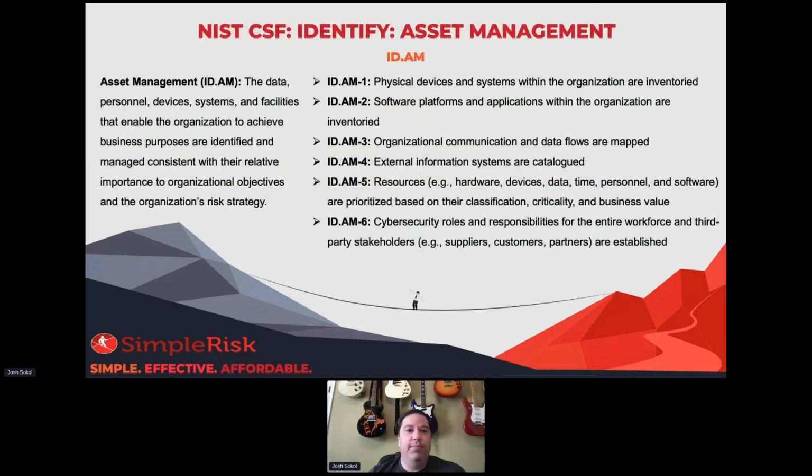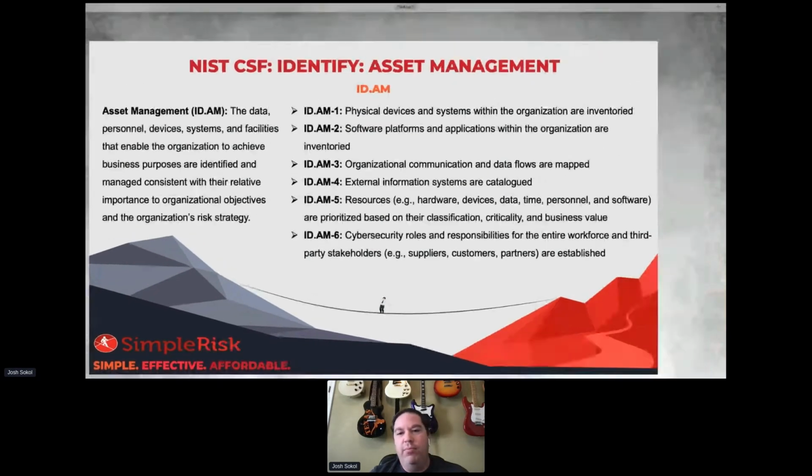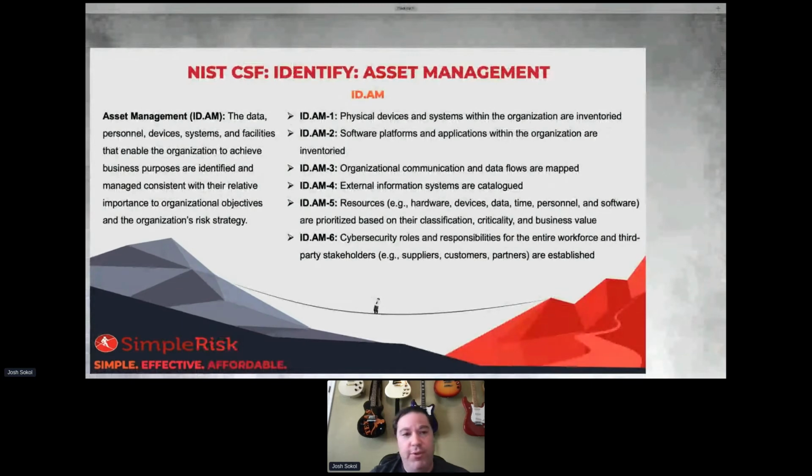Each of these categories is then further split into subcategories. So you'll have something like asset management, the one we were just looking at, and that has ID.AM-1 through ID.AM-6. ID.AM-1 says physical devices and systems within the organization are inventoried, and ID.AM-6 says cybersecurity roles and responsibilities for the entire workforce and third-party stakeholders are established. So you've got these varying degrees of asset management baked into here. And in total, there's 108 of these subcategories, or I like to refer to them as controls in this case.